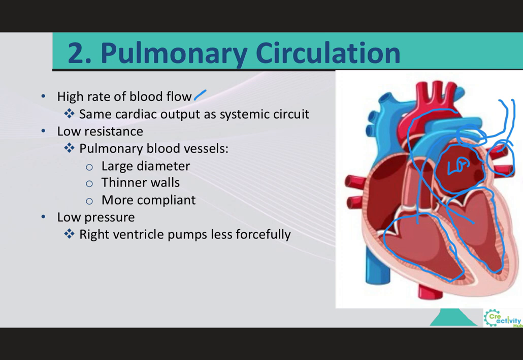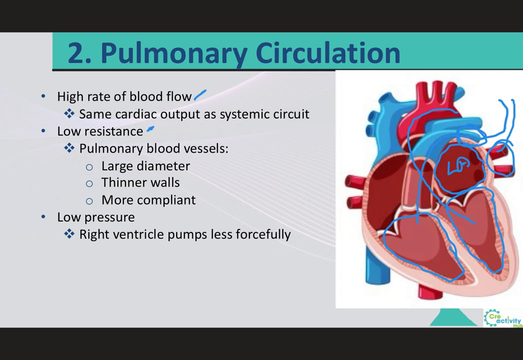Therefore, the lungs will receive as much blood in 1 minute as all other tissues in the body during the same time period, because both ventricles will eject the same amount of blood. However, the one that's going through the pulmonary circuit has a shorter route than the one that's going through the systemic circuit. And although its rate of blood flow is high, the pulmonary circulation has a low resistance.